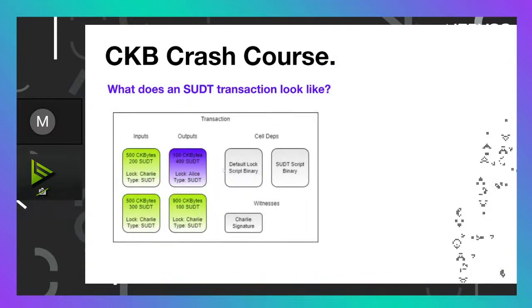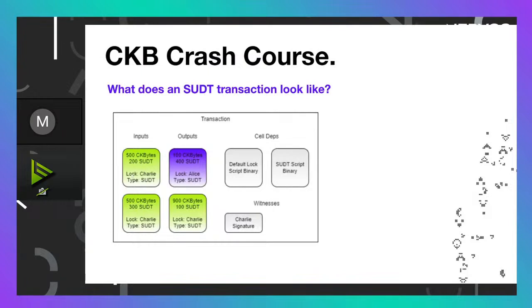Okay, so now let's actually look at what an SUDT transaction looks like. So in this transaction, it's getting a little bit more complicated now that we're adding in some extra things, the cell deps and the witnesses, and our inputs are now representing more realistically what a transaction looks like with a token. So just like before, Charlie is starting with 1,000 CK bytes, but he also has 500 SUDT tokens. And these are, again, in two different cells. And so we're just adding those two balances together to get the actual total amount.